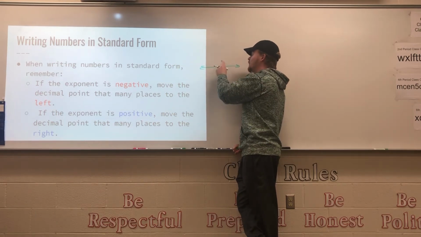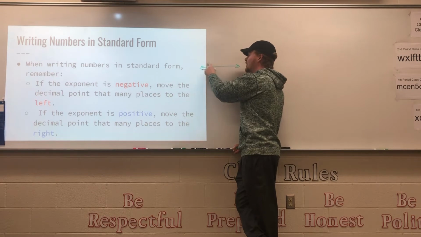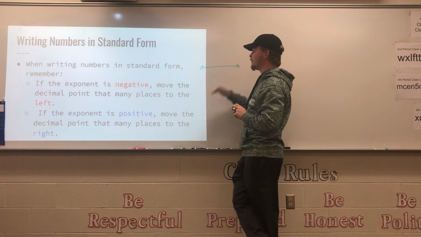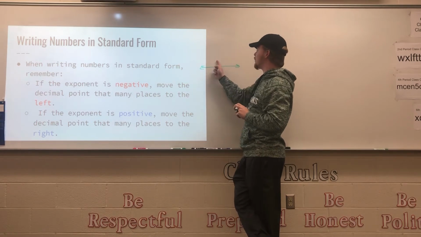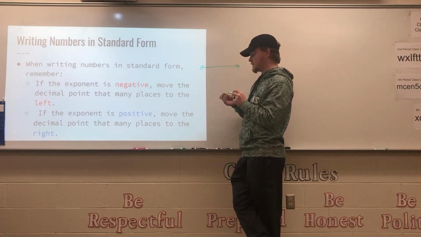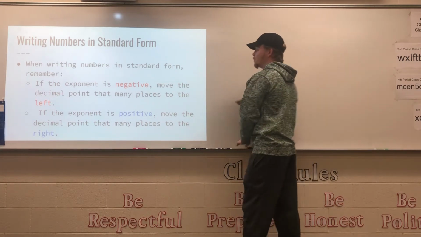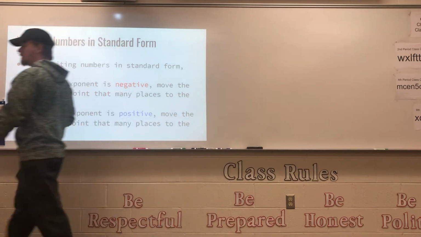So if you have a negative exponent in scientific notation, you're going left that many spots for your decimal point. And just the opposite, if you have a positive exponent, you have to go right that many places to move your decimal. So as long as you can keep those two separated and understand which is which, this should be fairly simple for you.